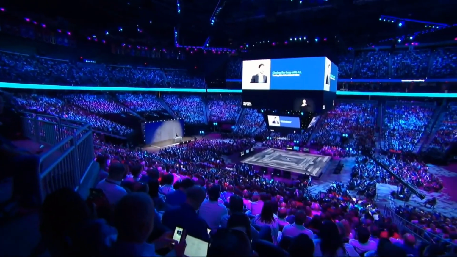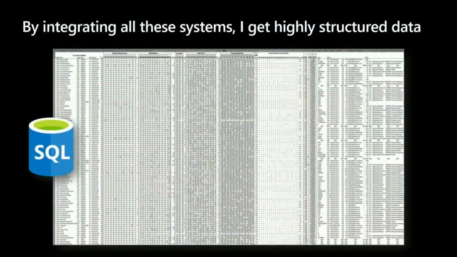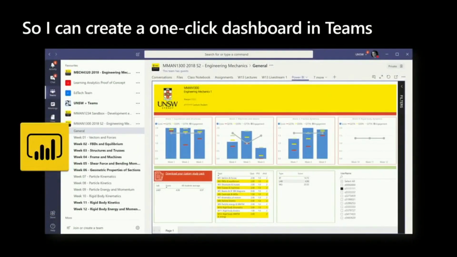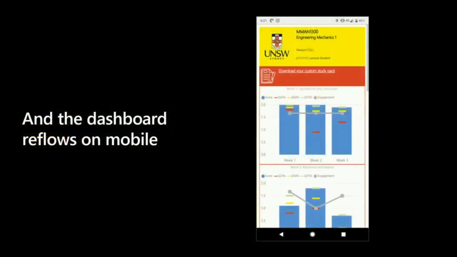So lastly, I want to talk about closing the loop. We've leveraged this value that we have. We've leveraged all of these digital assets and we've integrated our solution. But how can we turn all of that data into new material? In fact, by integrating all of these systems, I have very highly structured data on SQL. And I can create a one-click Power BI dashboard for students to get their marks. So maybe a student might think they did poorly in this particular topic, but because of the data there, they can see that they were actually in the 75th quartile. Maybe it was just a tough question. And the dashboard reflows on mobile.